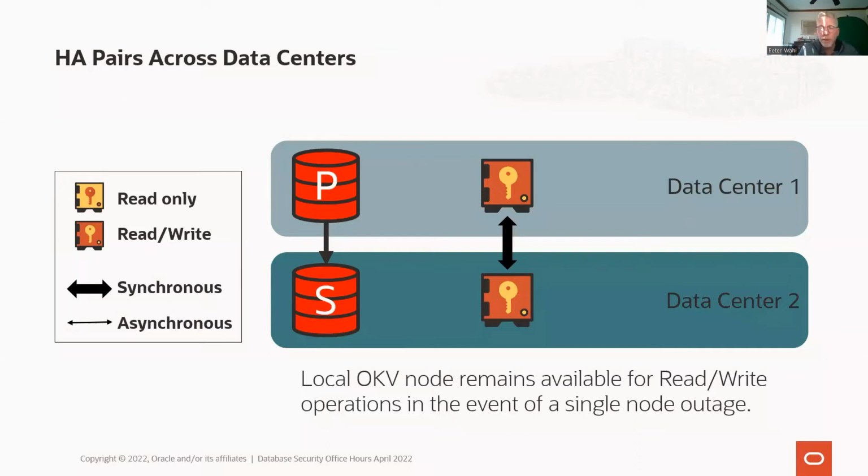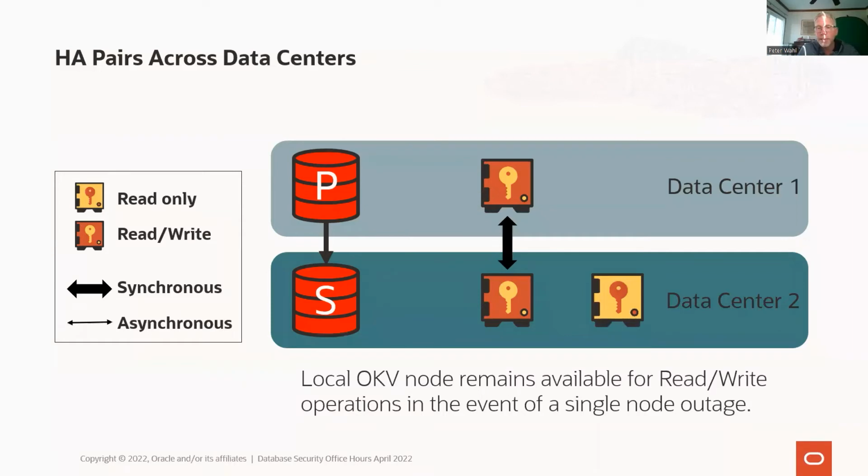If you take one OKV down, let's say you upgrade, the other one becomes a read-only node because we cannot replicate our content. And only after you restart your OKV node, it joins the cluster again, and then you get your read-write pair back. Next slide, please.